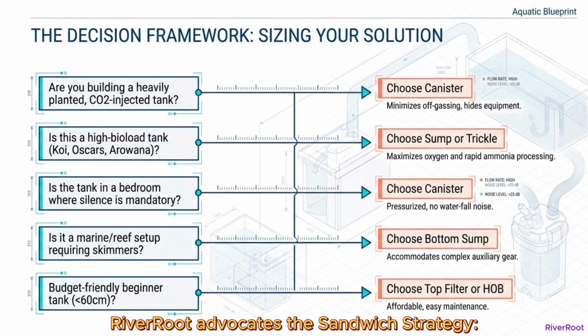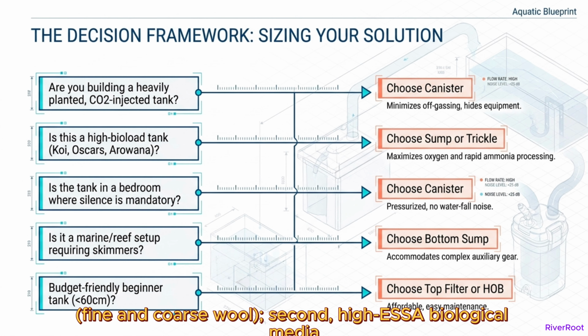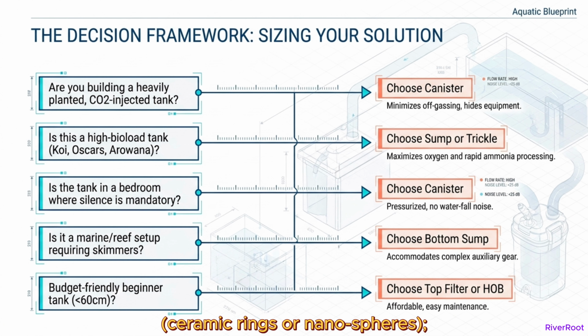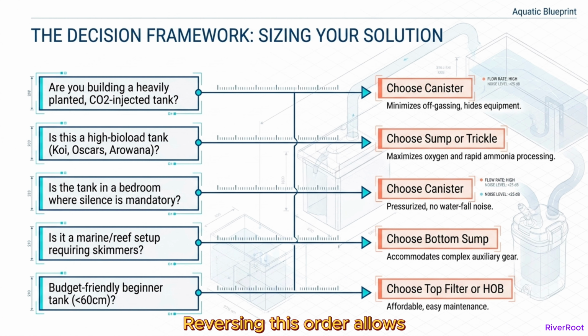RiverRoot advocates the sandwich strategy. First, the physical interceptor, fine and coarse wool. Second, high-SSA biological media, ceramic rings or nanospheres. And finally, functional media like activated carbon or peat. Reversing this order allows debris to clog your biomedia, suffocating the nitrifying colony and causing system collapse.